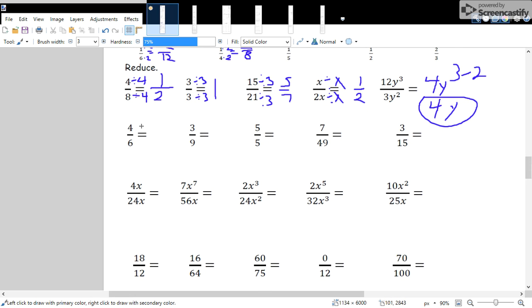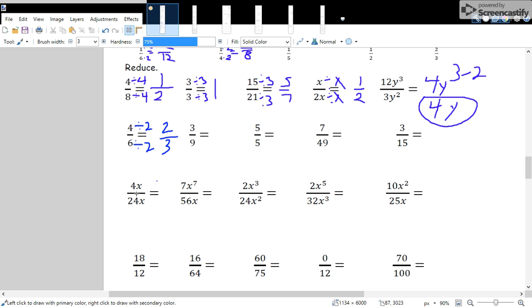Reduce. We have 4 over 6. Both of those are divisible by 2, so we could divide by 2. 4 divided by 2 is 2, and 6 divided by 2 is 3.